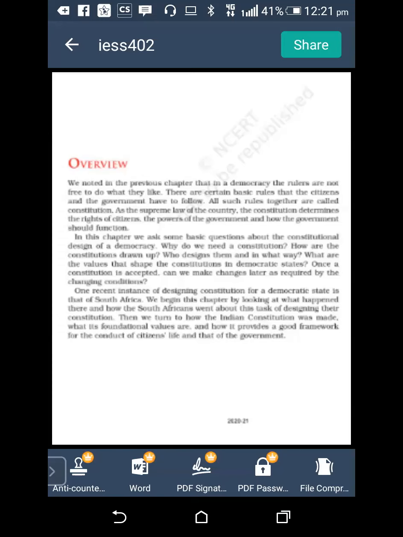A recent instance of designing a constitution for a democratic state is that of South Africa. We began this chapter by looking at what happened there and how the South Africans went about the task of designing their constitution. South Africa के लोगों ने किस तरीके से इस constitution को design किया. This is all in the introduction part. Then we turn to how the Indian constitution was made.